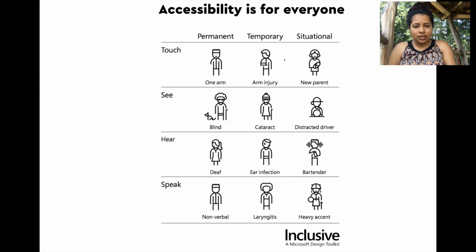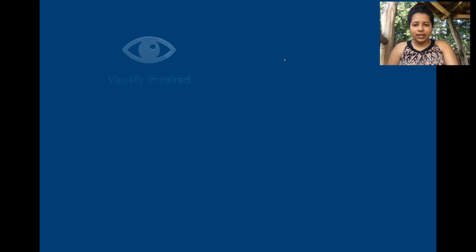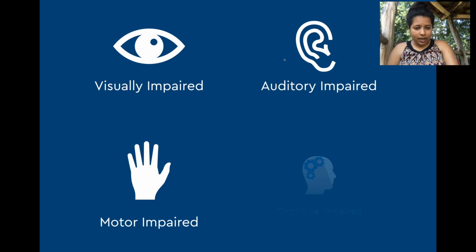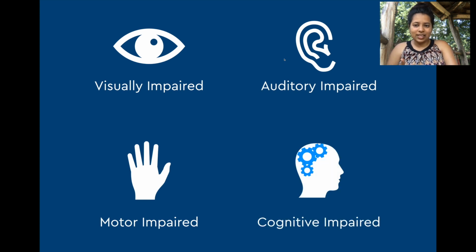So these are a few, and you could also see some more examples here, like a cataract, a distracted driver, and a heavy accent. It's interesting to see for me as well. And also blind and deaf, these are the permanent disabilities. However, the experts, considering all these factors in mind, have categorized these disabilities into 4 forms, and that is visually impaired, auditory impaired, motor impaired, and cognitive impaired. These are like very high funda words, and same here with me as well. Let's dive deep into this.